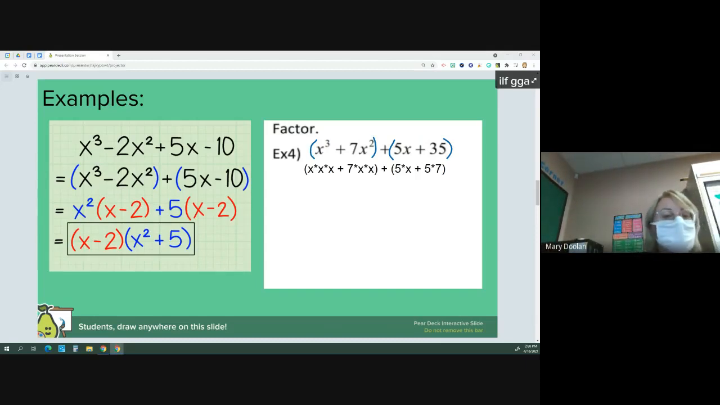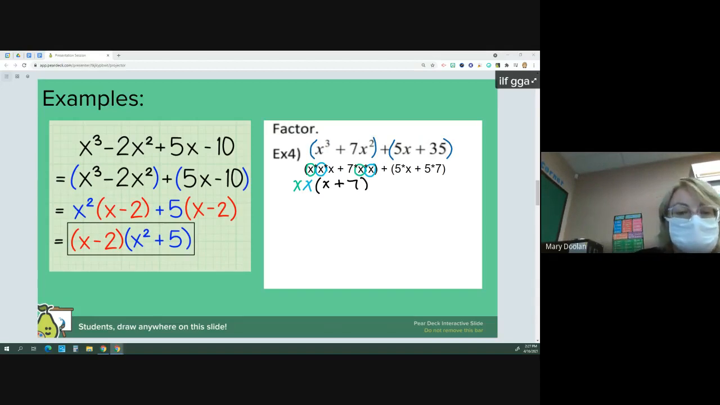If I look at the first binomial, x cubed plus 7x squared, if you see a pair of common factors, you can circle them. There's a pair of common factors. And I have a second pair of common factors. Okay, so I can see that there are 2 copies of x that I can factor out. So we're going to pull out one x and another x. And then what's left over is just x plus 7.